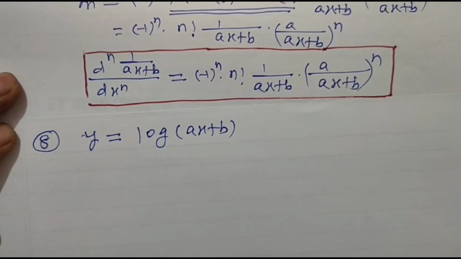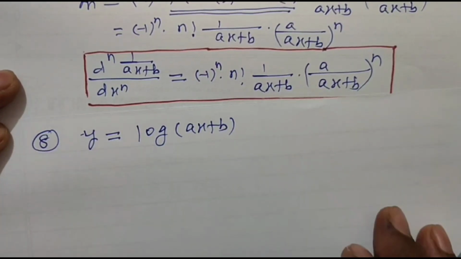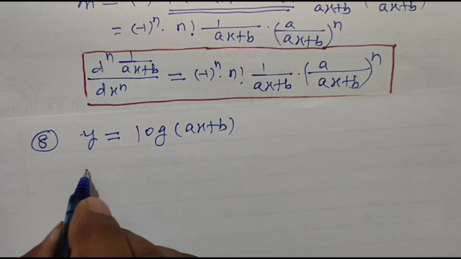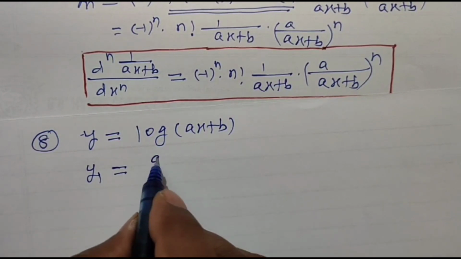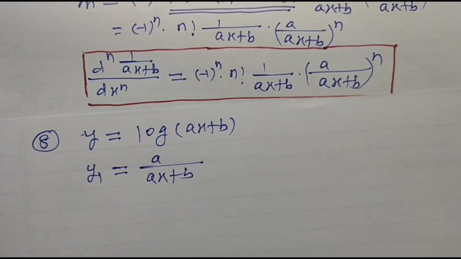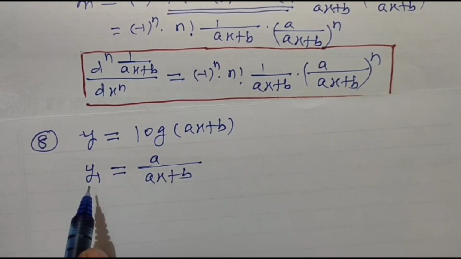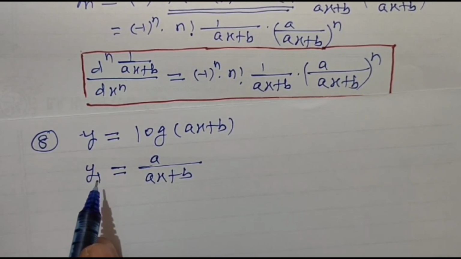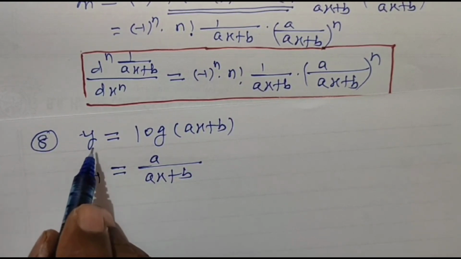Okay, here first of all we have to find out the first order derivative of y. y1 is equal to a upon ax plus b. Now the first order derivative is obtained. We want the nth derivative, which means differentiate y1 how many times? n minus 1 times, that gives yn.